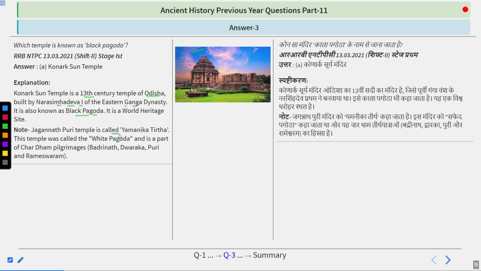Jagannath Puri temple is called Yamanika Tirtha. This temple was built with a white pagoda and is a part of the Char Dham pilgrimage: Badrinath, Dwarka, Puri and Rameshwaram. So remember, the white pagoda is Jagannath Puri, and the black pagoda is the Konark Sun Temple.